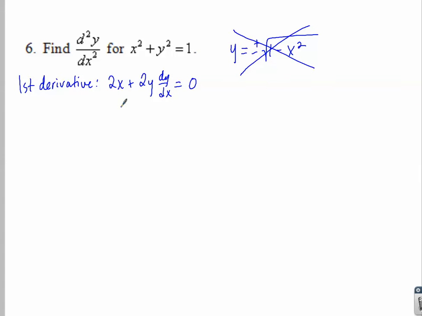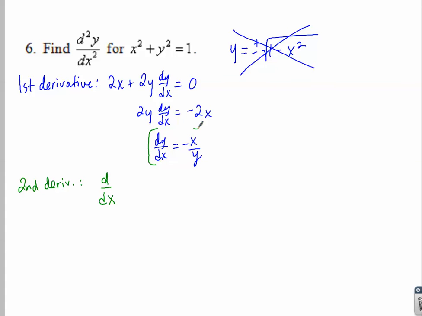Solve for dy/dx. 2y dy/dx equals -2x. Divide by the 2y, the 2's will cancel out, we get -x over y. Now, here comes the fun part. Second derivative, which is what was asked for, means take the derivative with respect to x of what we already got, of dy/dx on one side of the equation, the derivative with respect to x of -x over y from the other side of the equation, taking the derivative of both sides the second time.